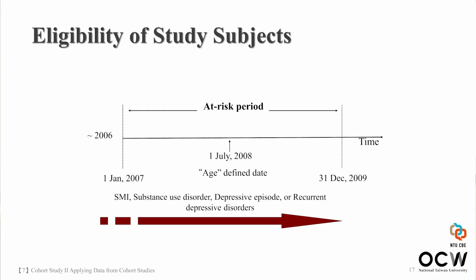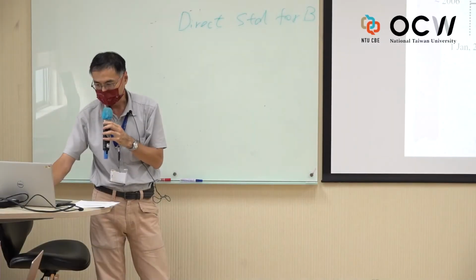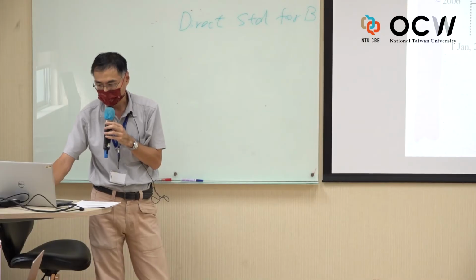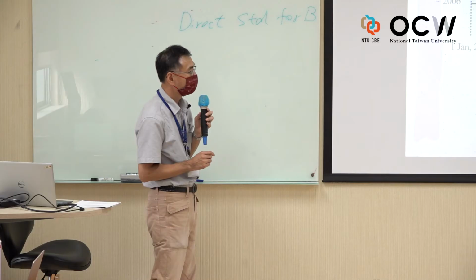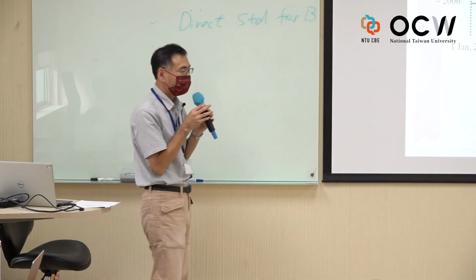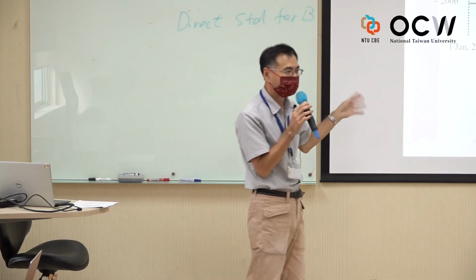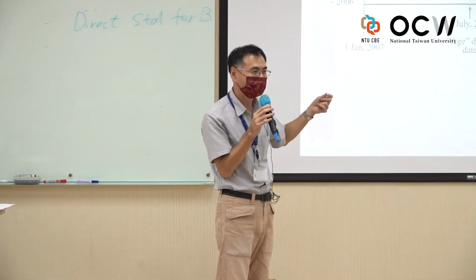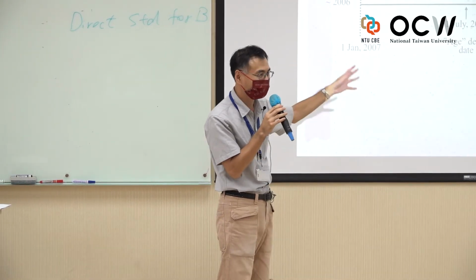So we decided to follow up this group of people from January 1st of 2007 till the end of 2009. So anyone who is alive in the period of observation will be at risk for death, right? Okay, and because we need to define the age, right? Everyone is getting older every single day. No, every second. So how can we define the age for an ongoing cohort?